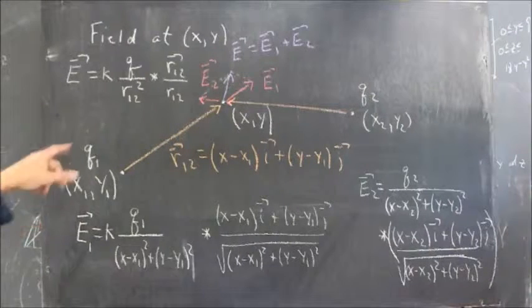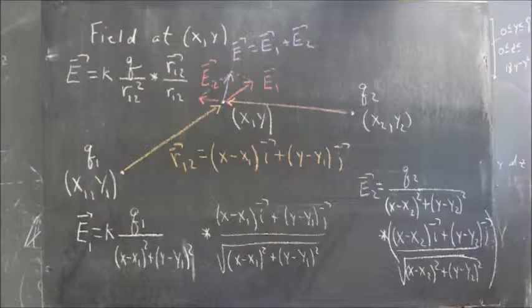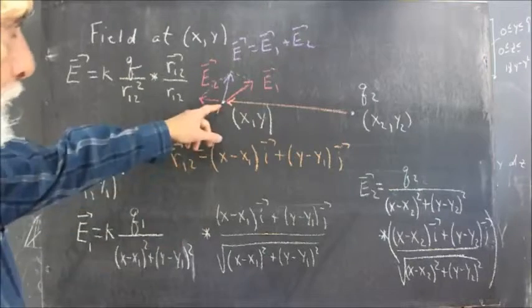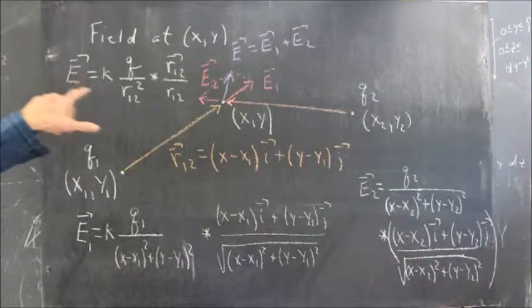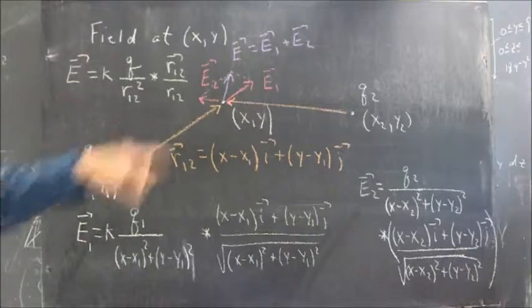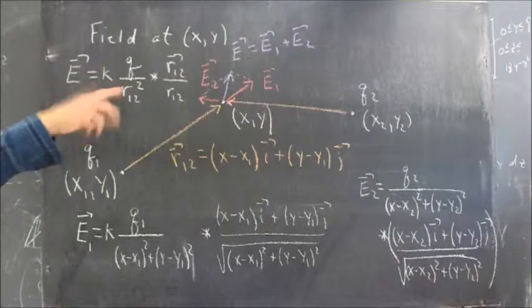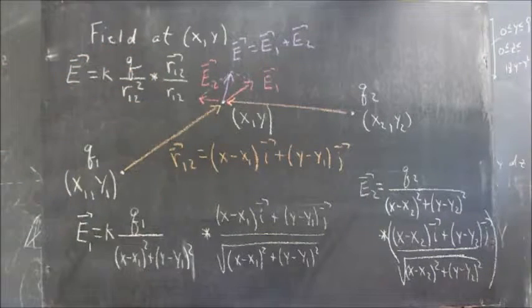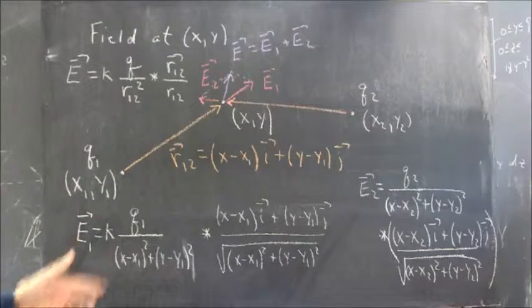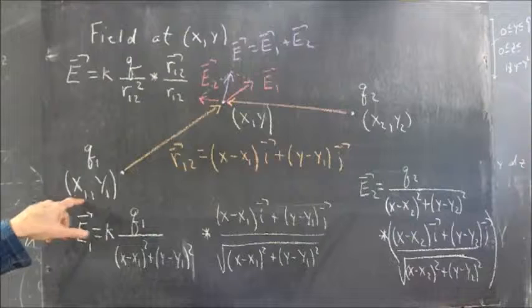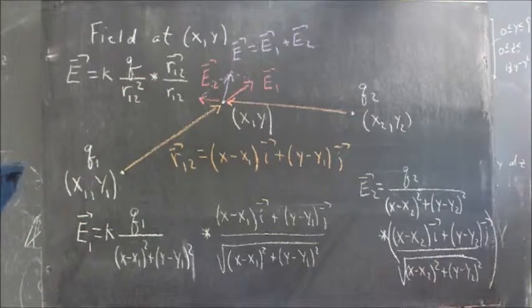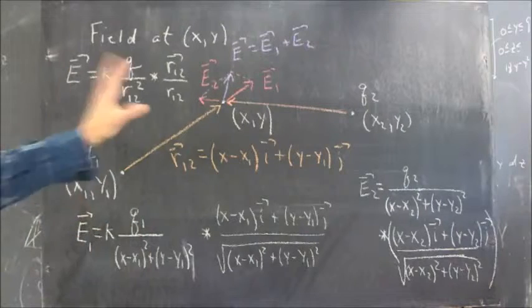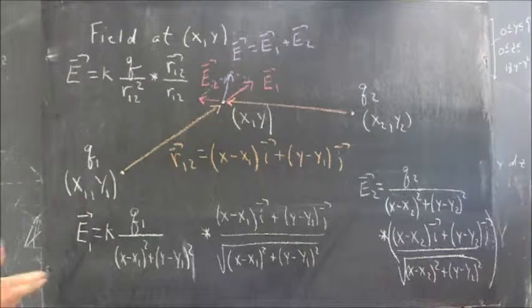Okay, we have a charge Q1 at point x1, y1, and we want to find the electric field E1 at a point x, y. We can use the definition of the electric field as kQ over r12 squared times r12 vector over r12 magnitude, where r12 is the vector from the point at which the charge is to the point at which we're calculating the field. And it's simply a matter of doing this in symbols. It's simply a matter of writing it out.